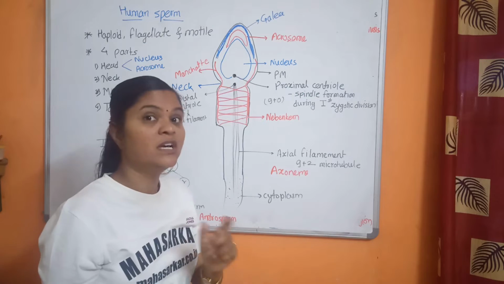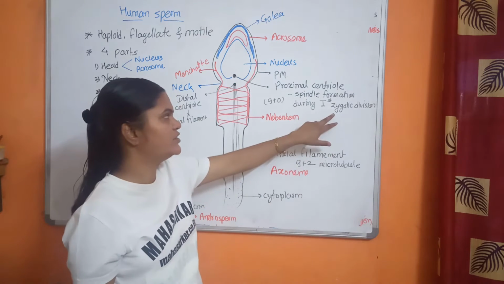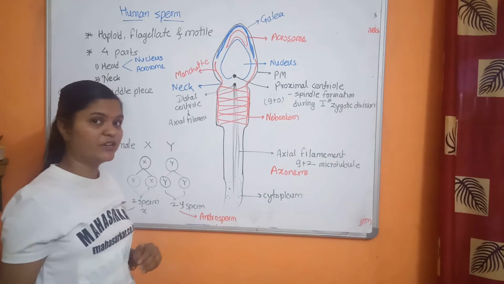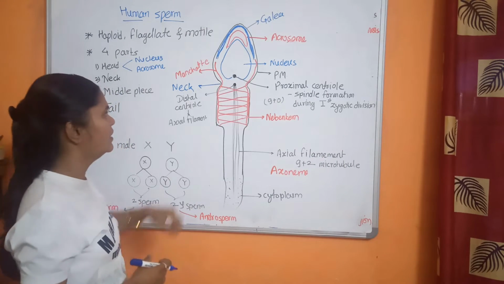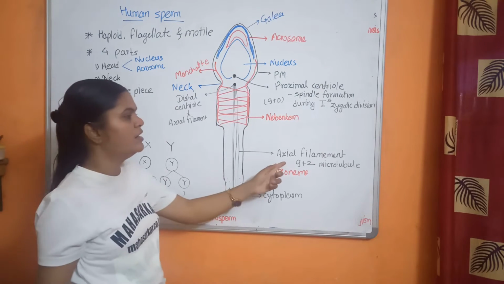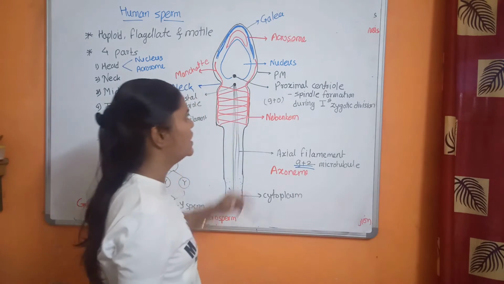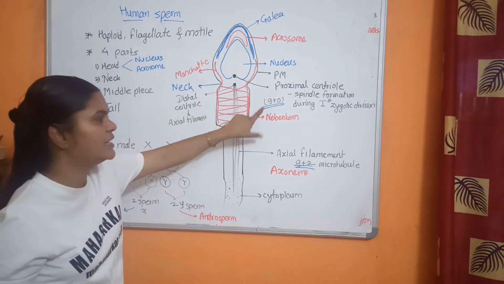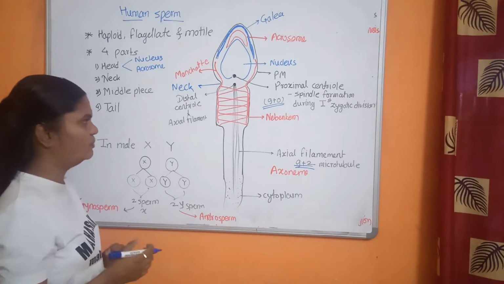After fertilization, the zygote is produced. During this zygotic division, the proximal centriole helps in the spindle formation for mitotic division. So that is the proximal centriole, and the next is the distal centriole. This distal centriole forms the axial filament. It has a 9+2 microtubule arrangement, while the proximal centriole has a 9+0 arrangement.